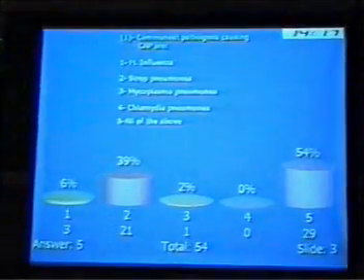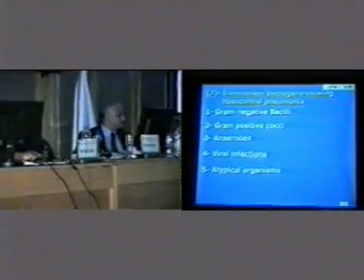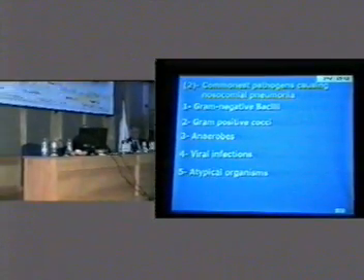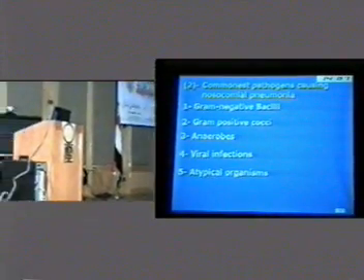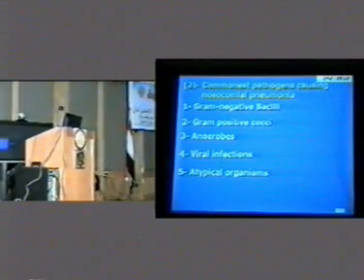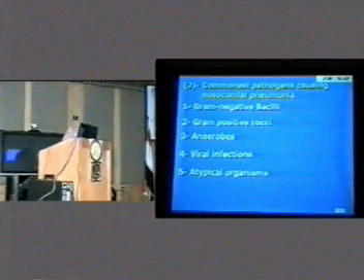Second question, please. On the other hand, we know that the commonest pathogen causing nosocomial pneumonia is: gram-negative bacilli, gram-positive cocci, anaerobes, viral infection, or atypical organisms. The most common for nosocomial pneumonia now.